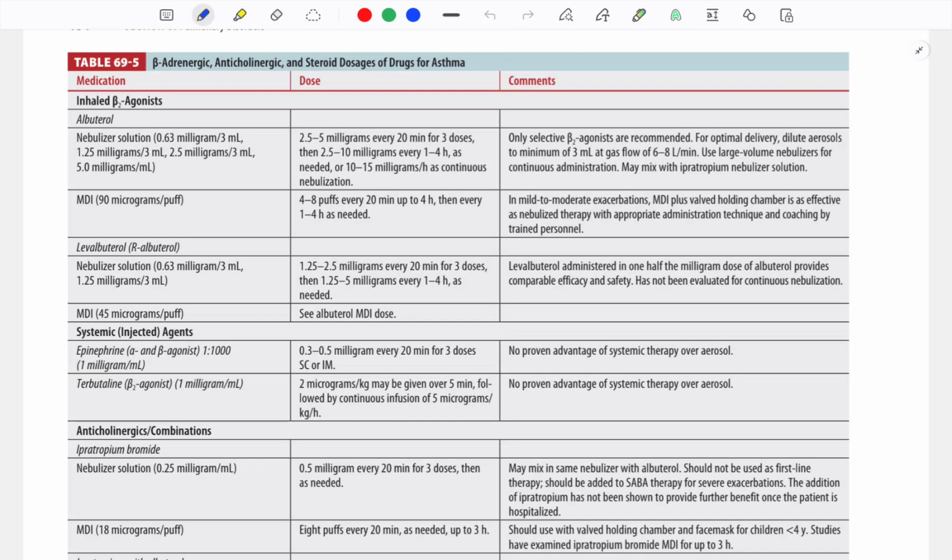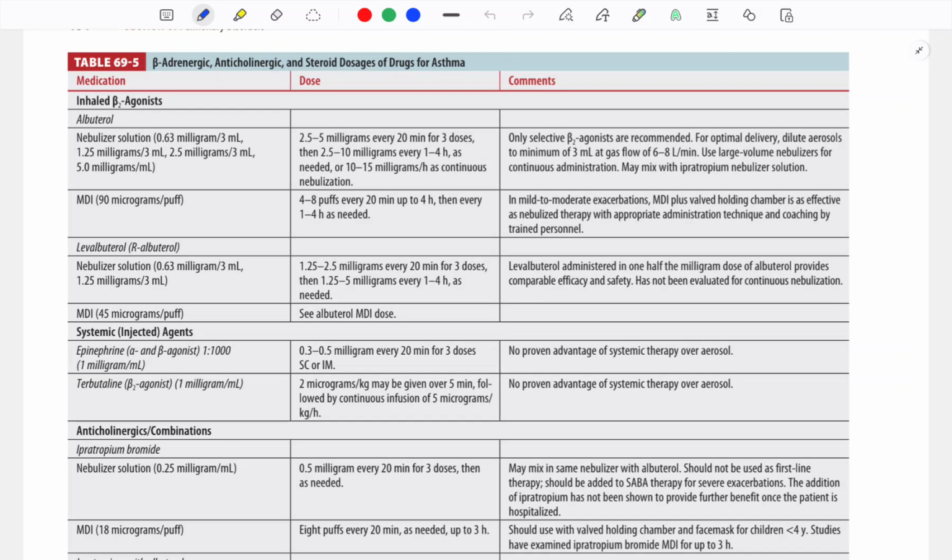We will talk about the treatment of asthma and status asthmaticus. So asthma is a reversible condition which will respond very well to steroids. First we will give salbutamol and levosalbutamol, aka albuterol or levoalbuterol. It's the same thing. We will give 2.5 to 5 mg every 20 minutes for 3 doses.